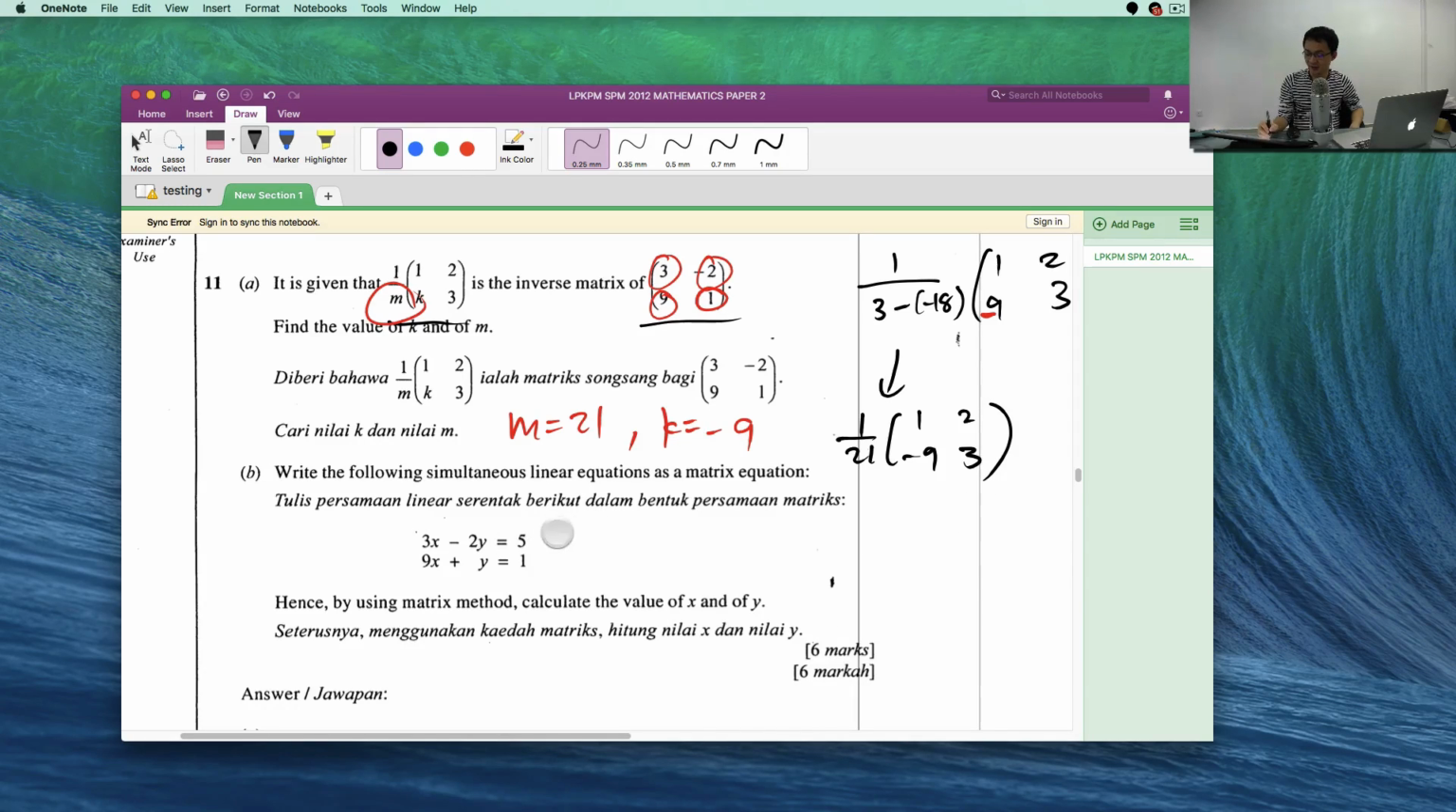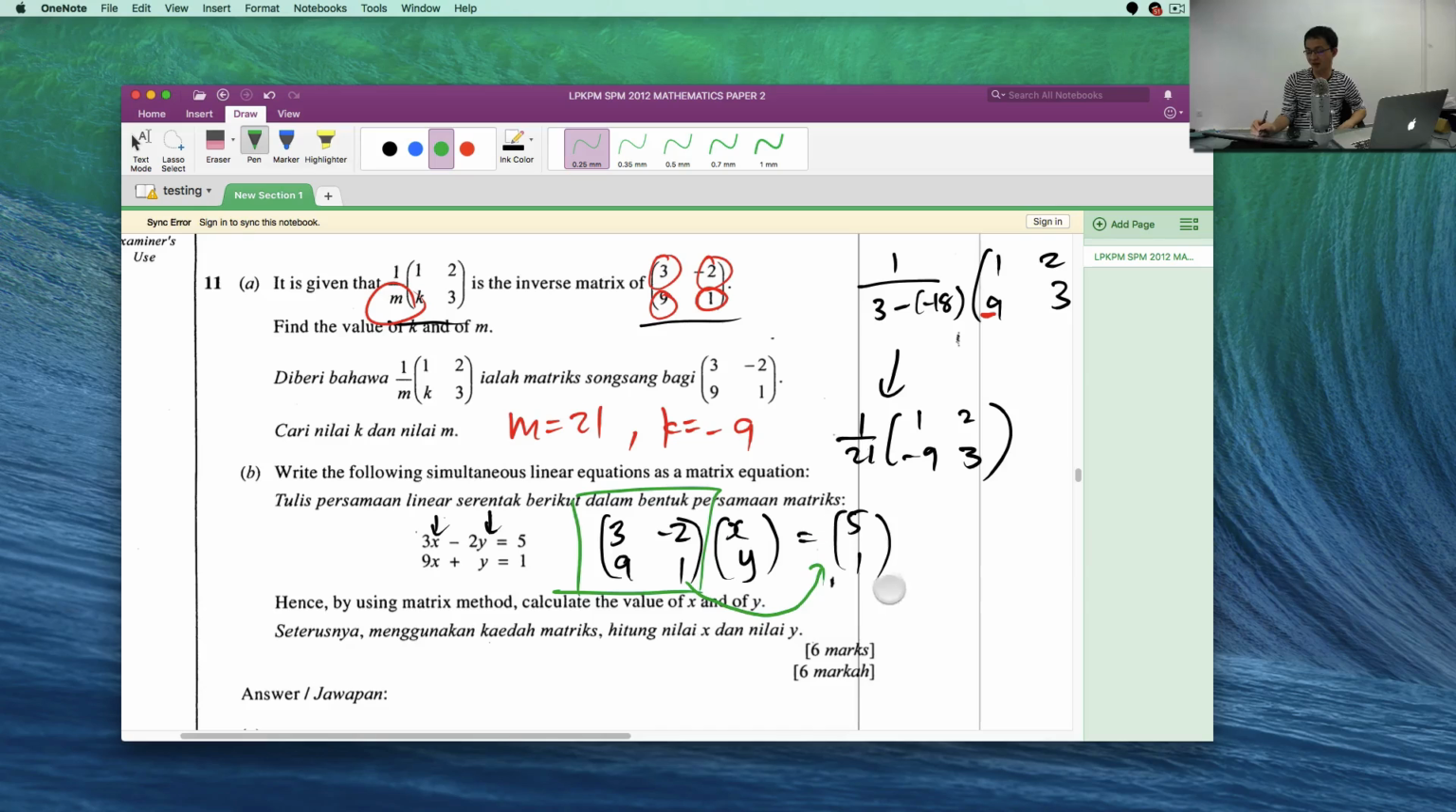Then from here I will need to form a matrix. 2 times 2, 2 times 1 equals to 2 times 1. So this is 5, 1. This one, just write the number in front of x and y. We call it the coefficient. 3, negative 2, 9, 1. And then this is x first, then only y, isn't it? So I will say x, y. Alright, so then the next step is I will actually move the whole matrix to this area, in front of the 5, 1. And then it will become inverse.